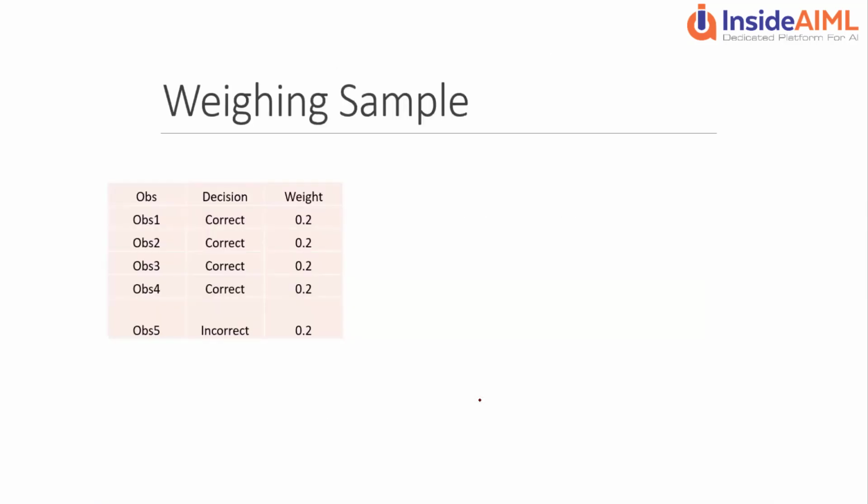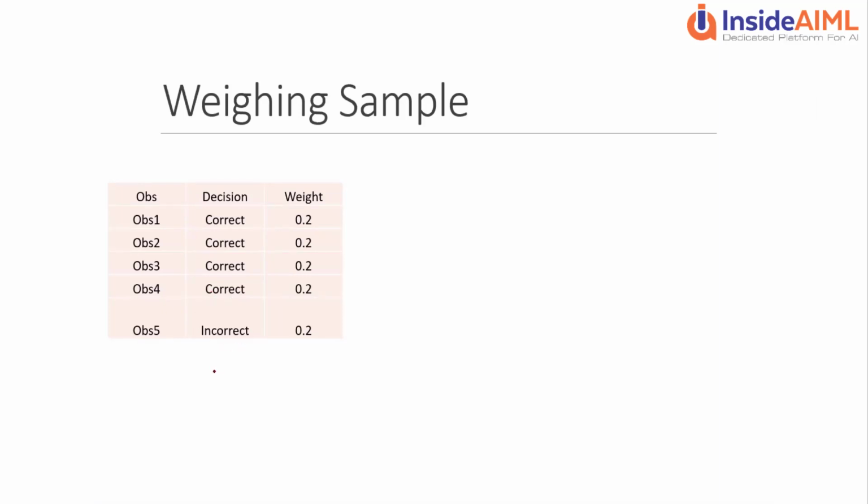Now let's understand weighing of the samples. Let's say these are 5 observations, and for 4 of them my decision was correct, and for 1 of them it was incorrect. As there are 5 observations, the weight of each of them was 1 by 5. So this is the first stage. At a very high level, see how many cases are right and how many are wrong. It is right in 4 cases and wrong in 1 case.